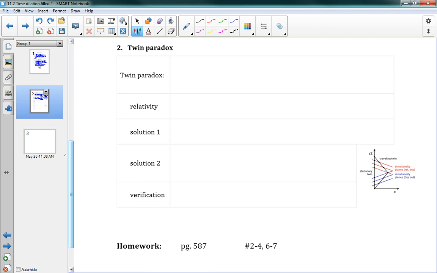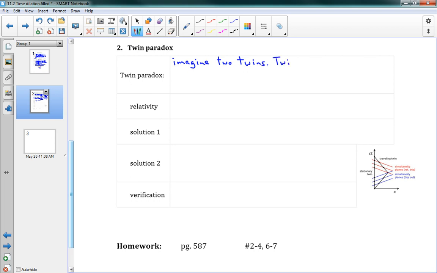Now, along with this whole idea is the concept of the twin paradox. And in your textbook, the twin paradox is covered in the next lesson. We're going to cover it here instead, because I thought it goes well with this lesson, because it's all about time dilation. So our twin paradox, imagine two twins.